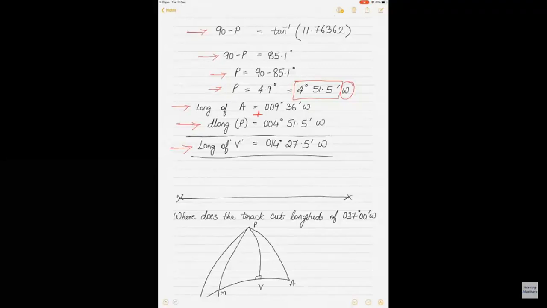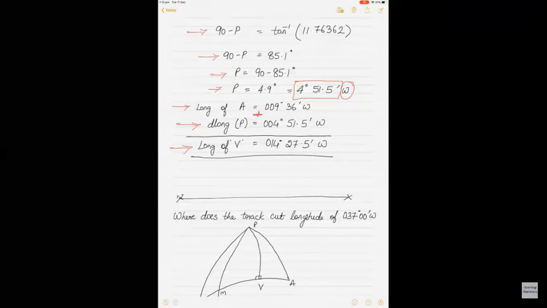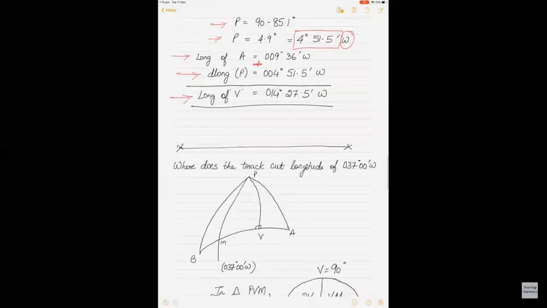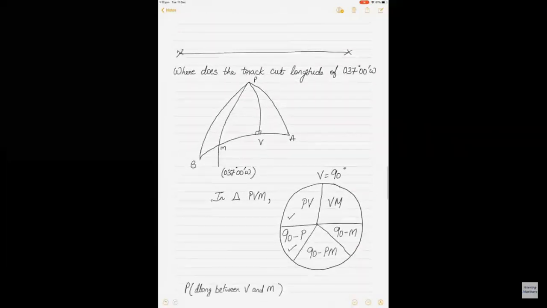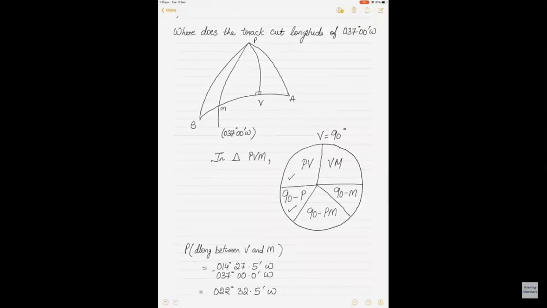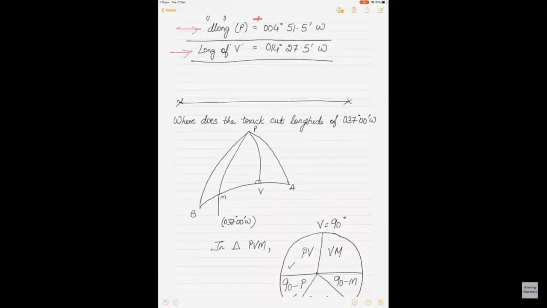Now we need to find the other latitude and longitude of the intermediate point. Where does the track cut the longitude 37 degrees west? Let's move on to this question, continuing on the same question. We need to find the latitude of longitude 37 west, that is point M. So we take the triangle PVM and put in the Napier's rules. We know that 037 degrees west is 90 degrees west of the vortex, and the vortex is 014 degrees 27.5 west.